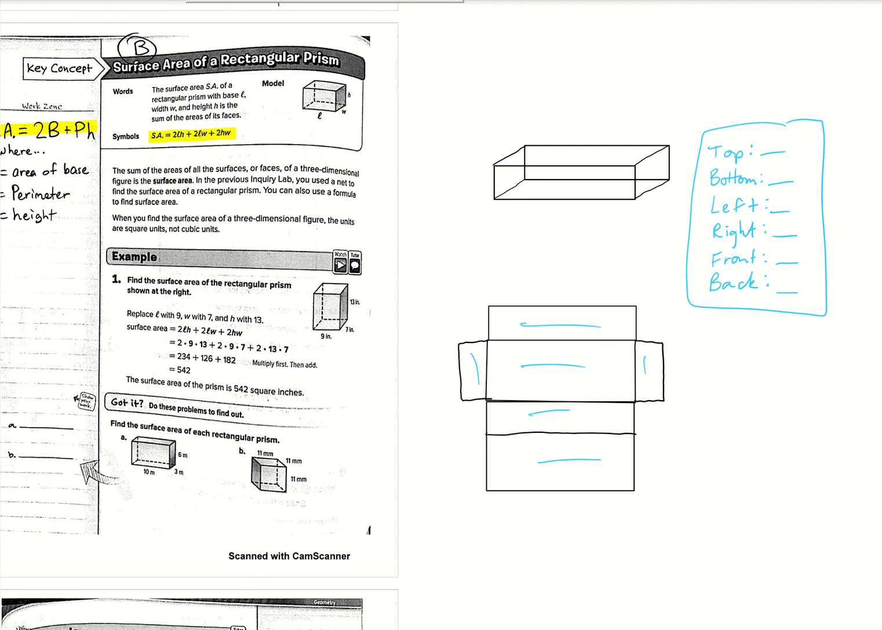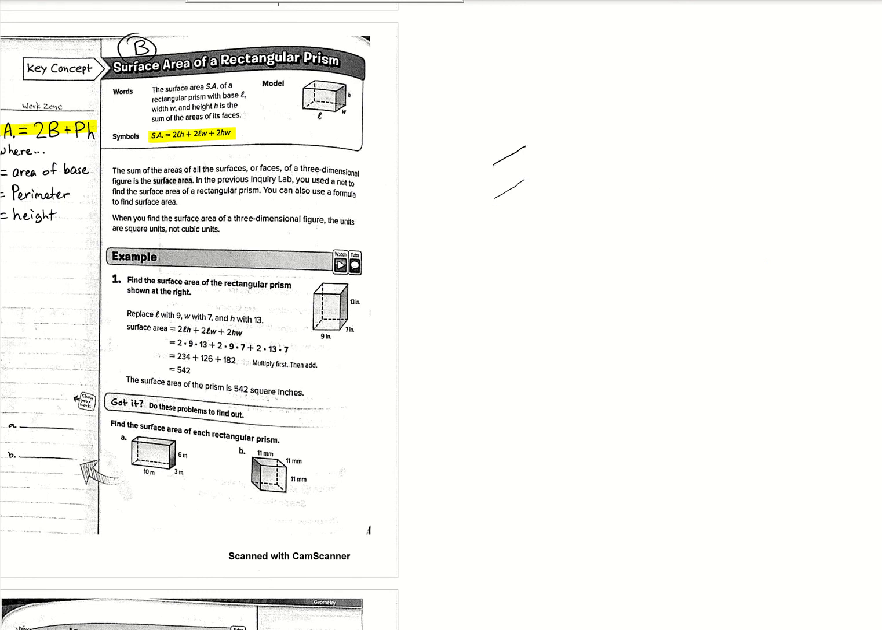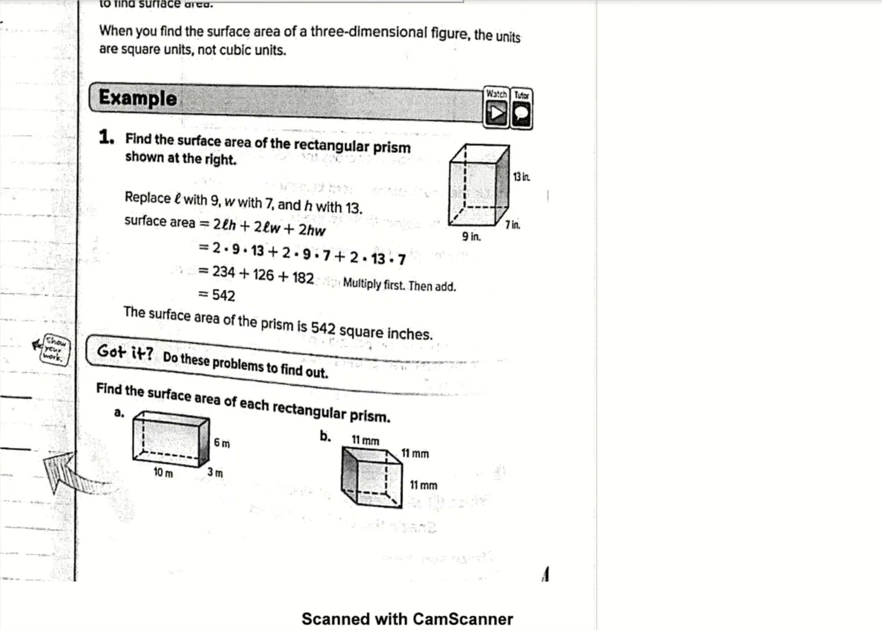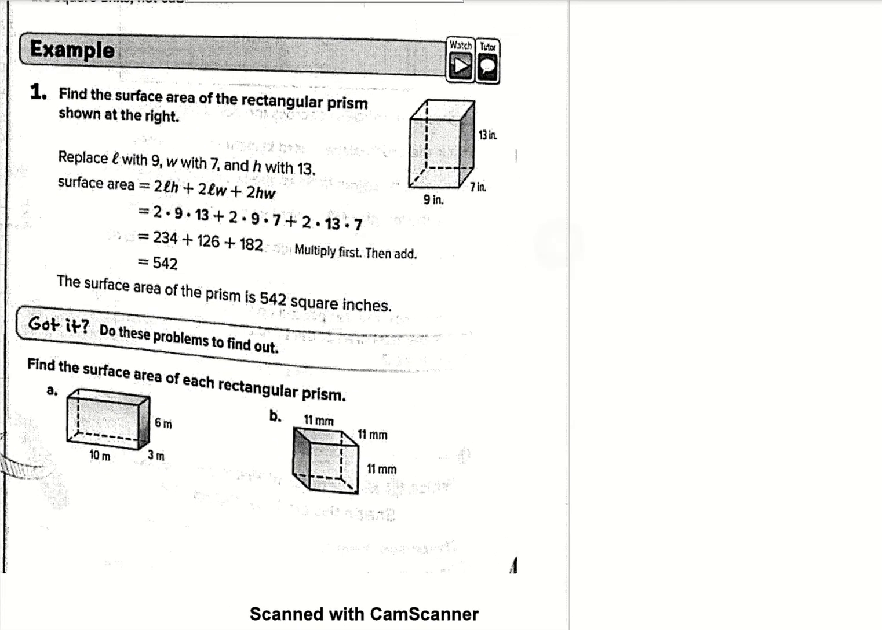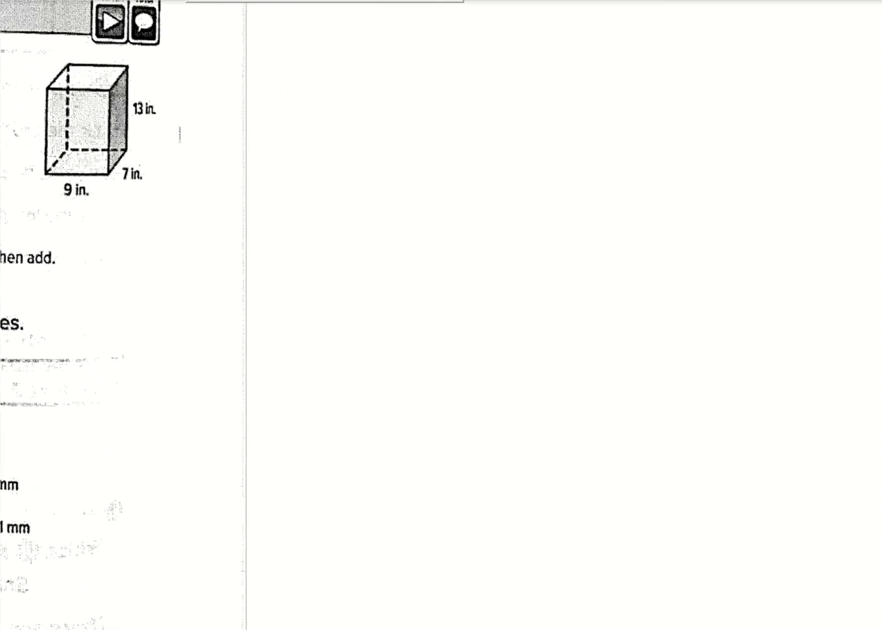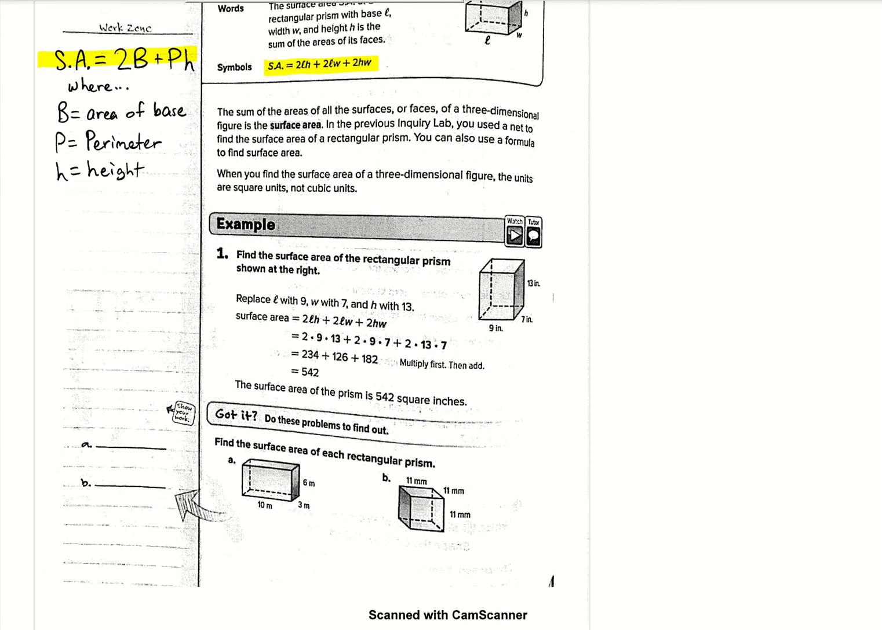Okay, so let's go ahead and look at an example for a rectangular prism. Now I'm going to erase all mine that I have here, and we're just going to look at what the book's got because they've got better pictures than I can draw, if we're being honest. Okay, so we'll look at example 1 here. We've got this rectangular prism with 13 by 7 by 9. Those are our dimensions. Okay, so we can use the formula that I've got up here highlighted.